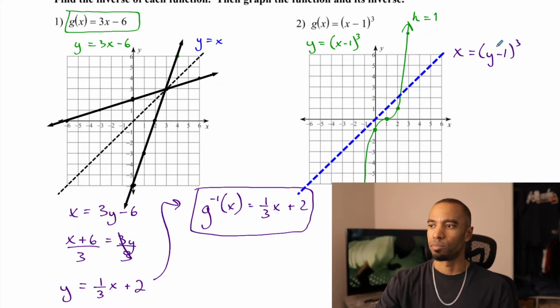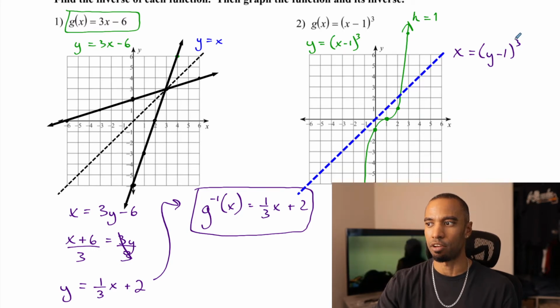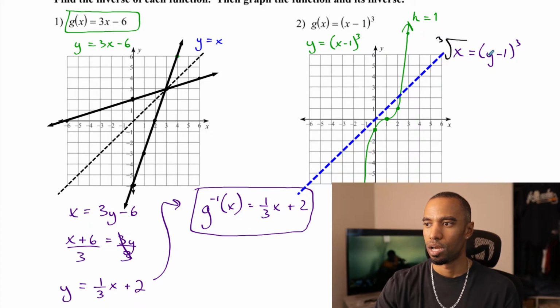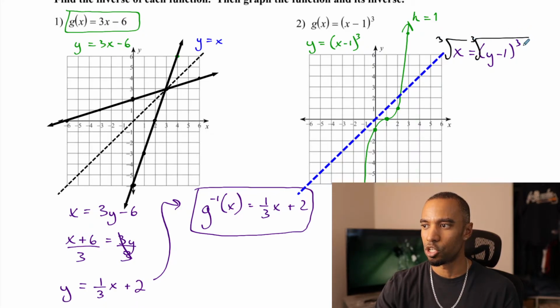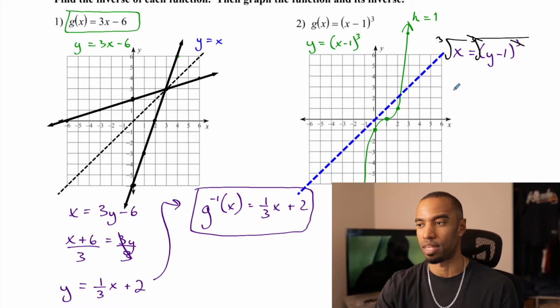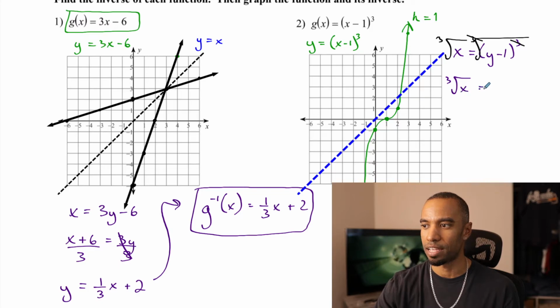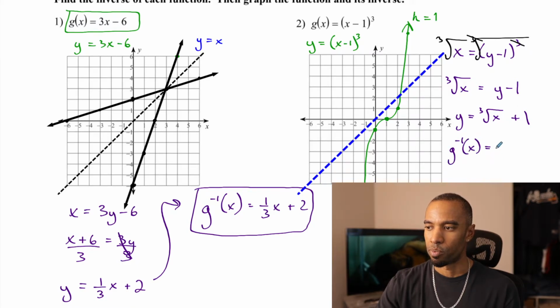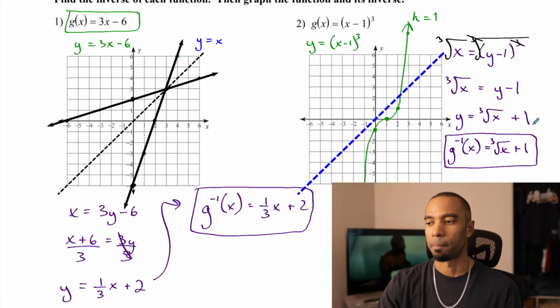So to get y by itself, this quantity is being cubed. You are going to have to take the cube root of both sides here, because the cube root of something cubed cancels out that thing, just like the square root of something squared cancels out that thing. So now I'm going to have the cube root of x equals y minus 1. And when I add 1 to both sides, I'm going to get y equals the cube root of x plus 1. Or because this is the inverse of the function, it's going to be written like this. Okay, so there's that final result of that one right there.